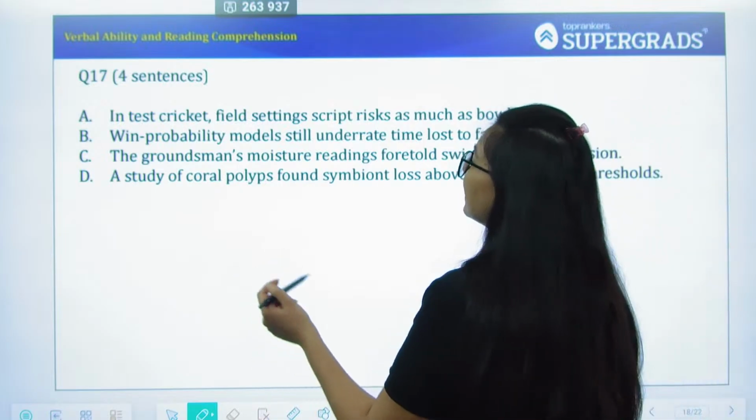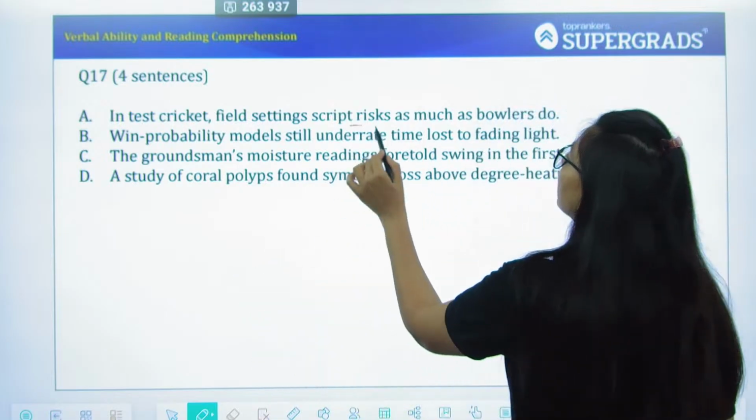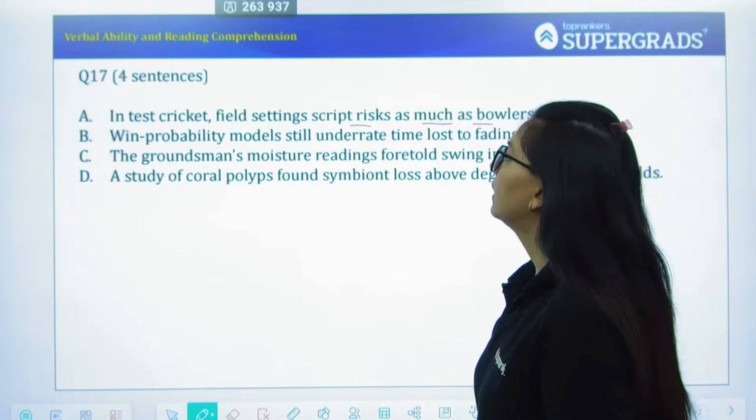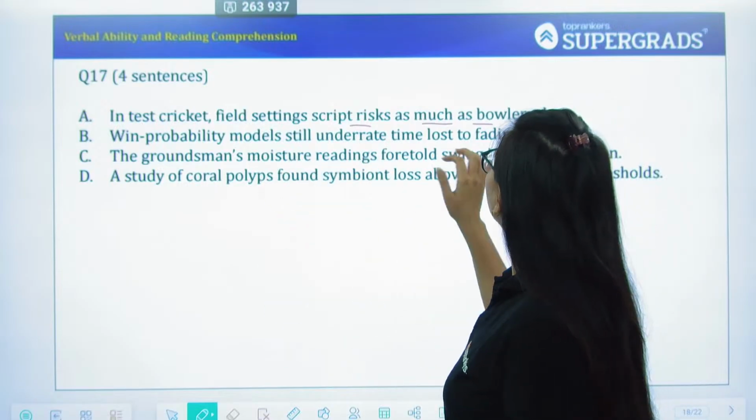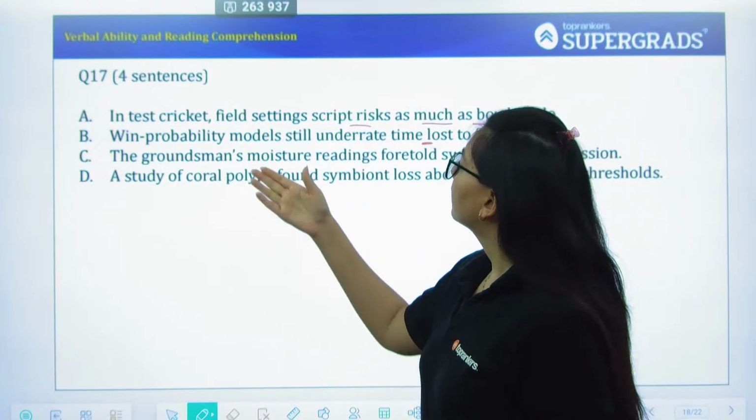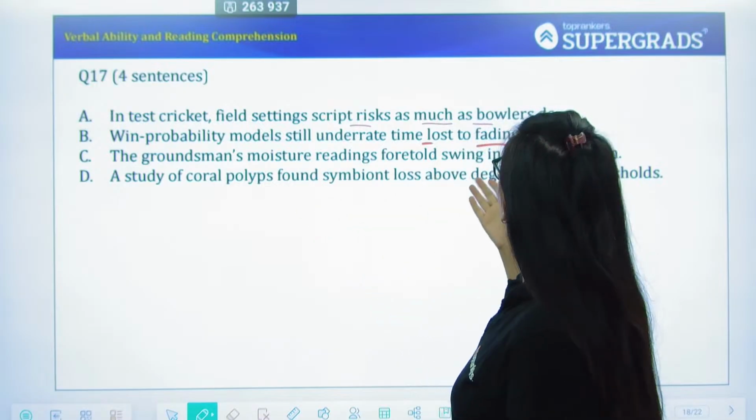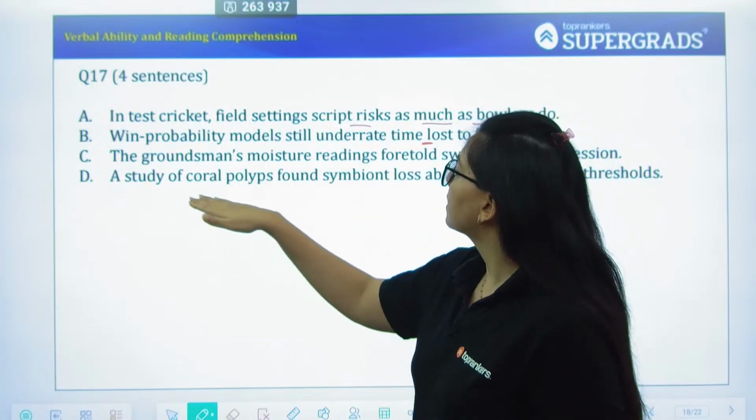17th one. In Test cricket, field setting scripts risk as much as bowlers do. Win probability models still underrate time lost to fading light. The groundsman's moisture reading foretold swing in the first session. A study of coral polyps.